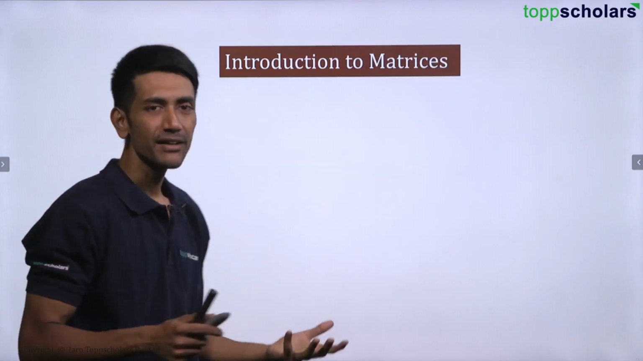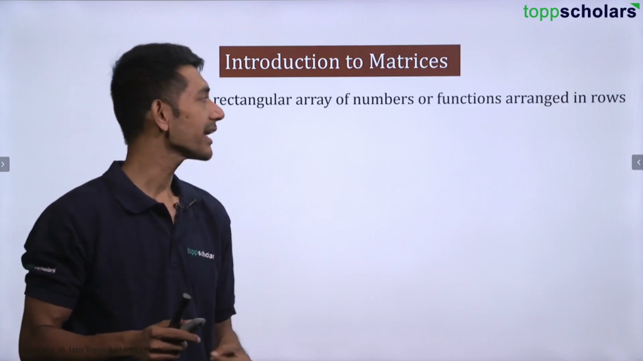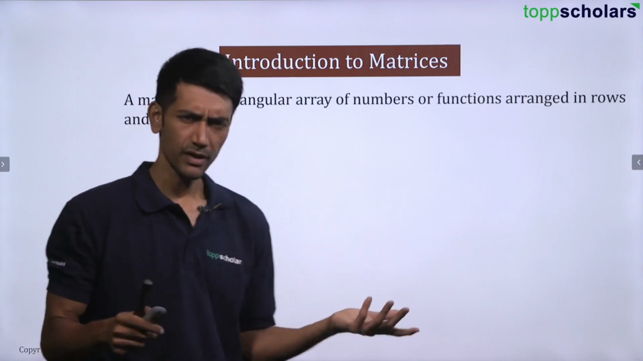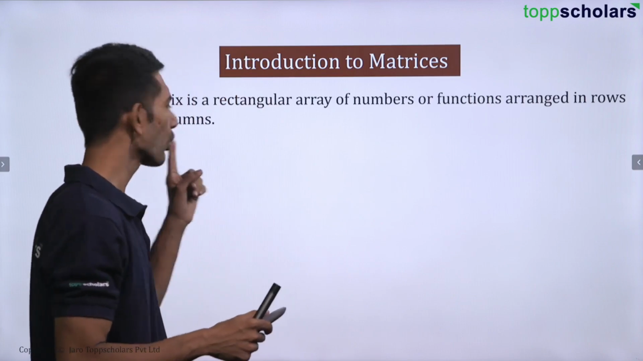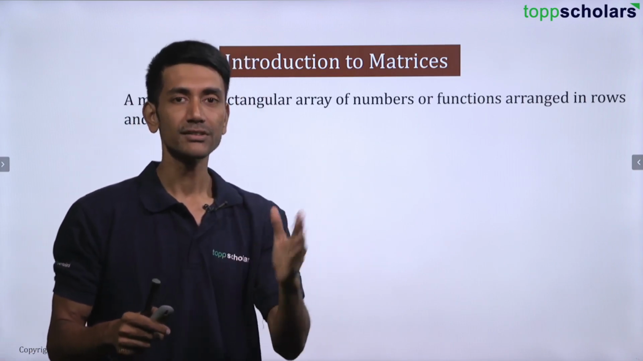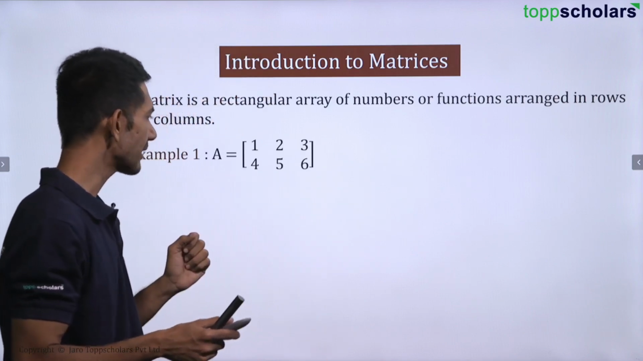Let us introduce matrices first. So a matrix is a rectangular array of numbers. It's a rectangular array of numbers or functions arranged in rows and columns. How we'll see that? So here is the first example.